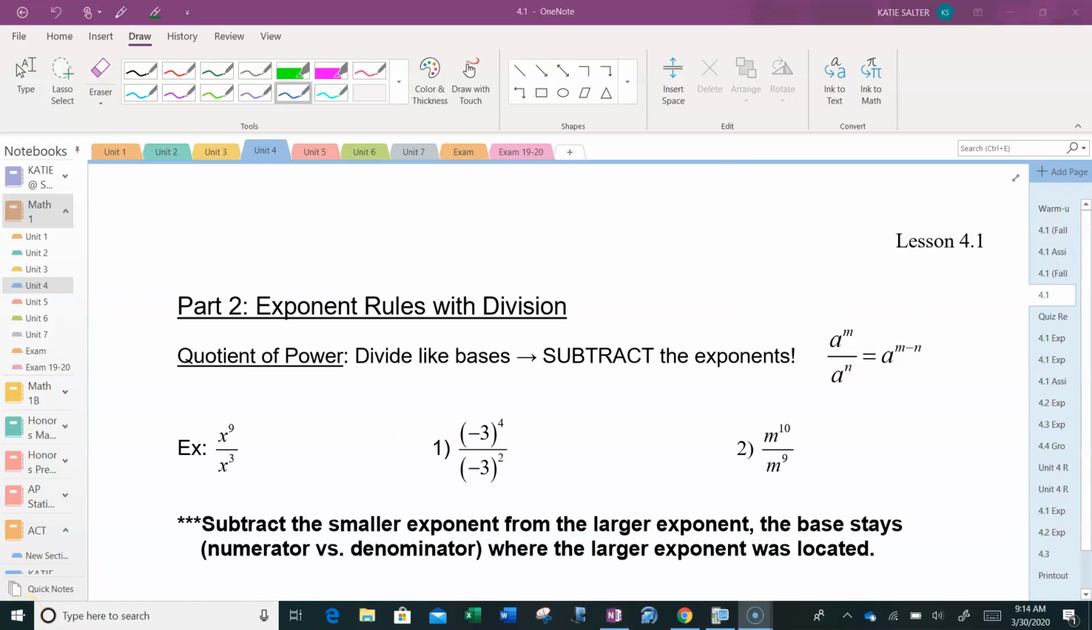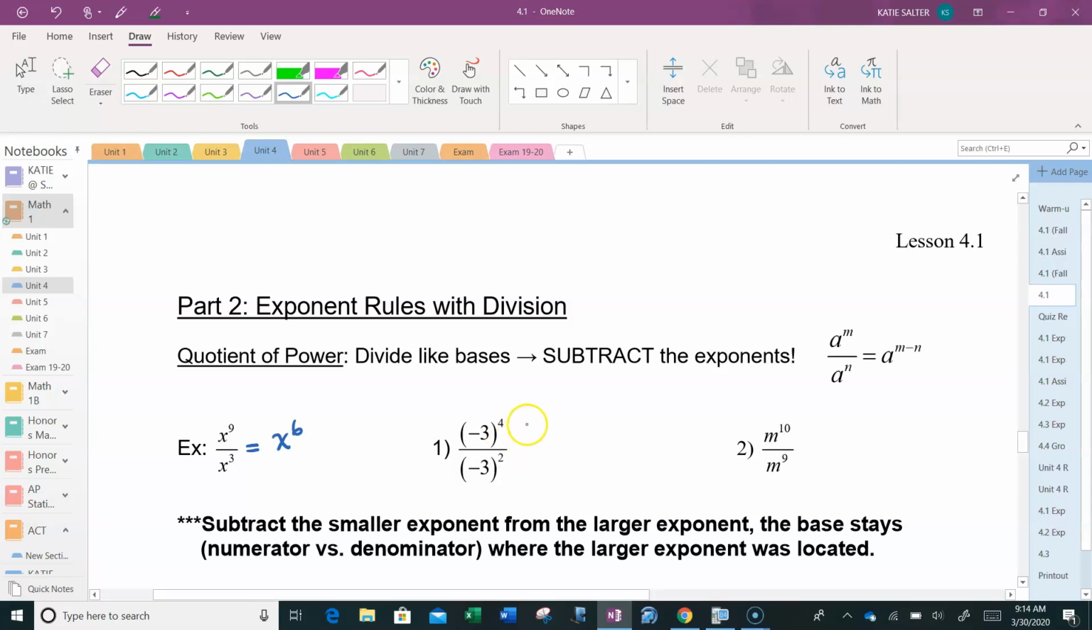Alright, so let's go into applying that rule now. Let's look at this first example we have here. We have x to the 9th divided by x to the third. Because these are like bases, we can subtract these exponents. So 9 take away 3 is 6, and we are left with x to the 6th power. Write down the next two on a sheet of paper and try them. When you're finished, start back the video.